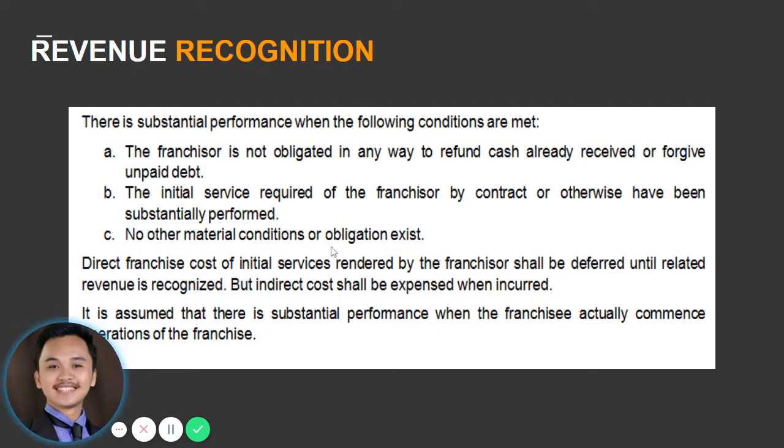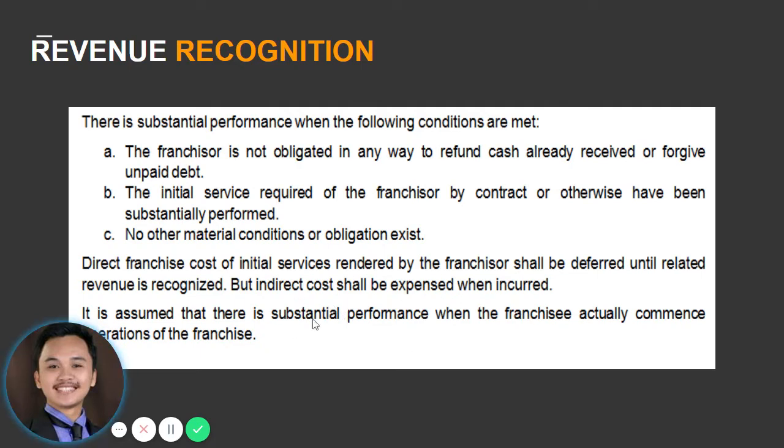It is very evident that there is already substantial performance when the franchisee already starts to operate. If the problem mentions that the franchisee has already started its operations, then that's a sign that the franchisor has already substantially performed. Now, we also have your direct franchise cost. It is the direct cost of initial services rendered by the franchisor. It will be deferred first until the related revenue is recognized, but your indirect cost shall be expensed when it is incurred.